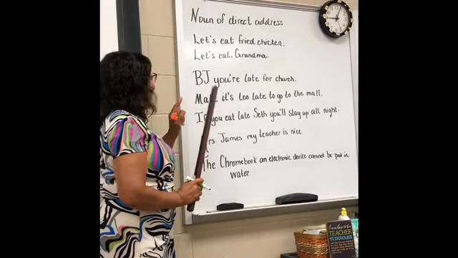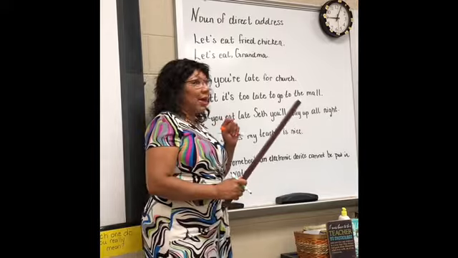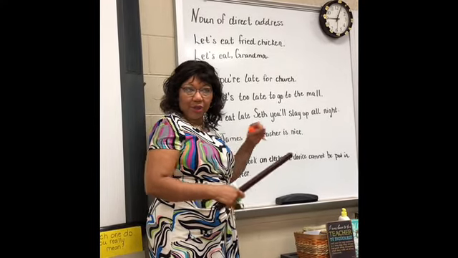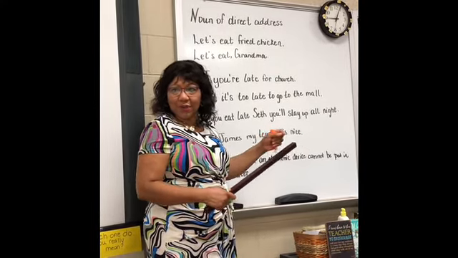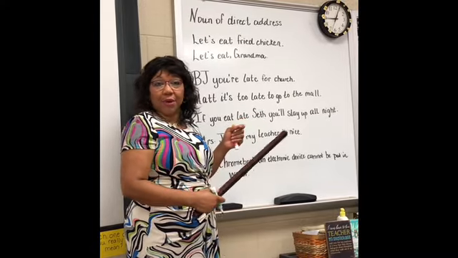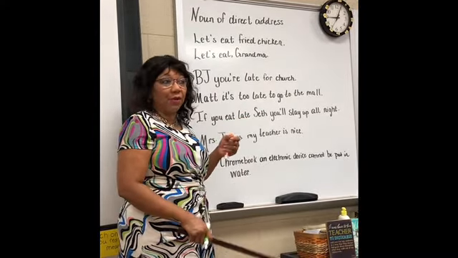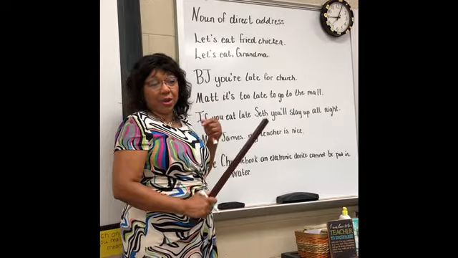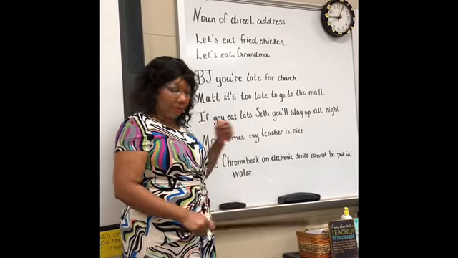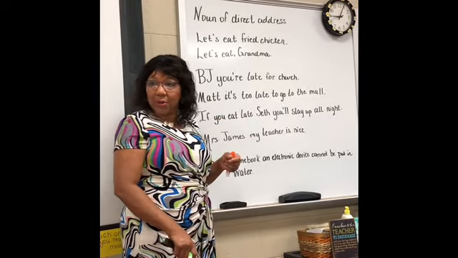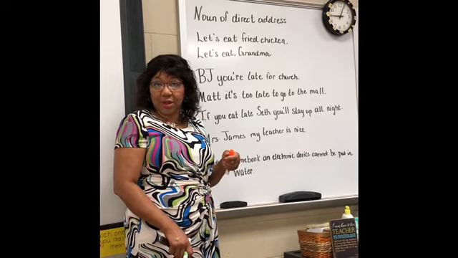Okay. Now we're going to talk about a noun of direct address. They don't have to save a life. We just set the noun of direct address off with a comma. That means whoever you're talking to, you put a comma before or after the name. And it has to do with where the name of the person you're talking to is in the sentence, okay?